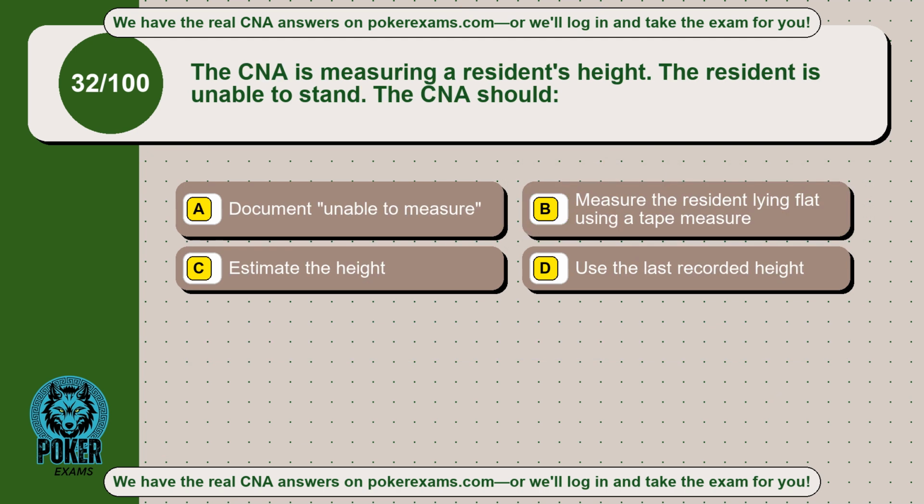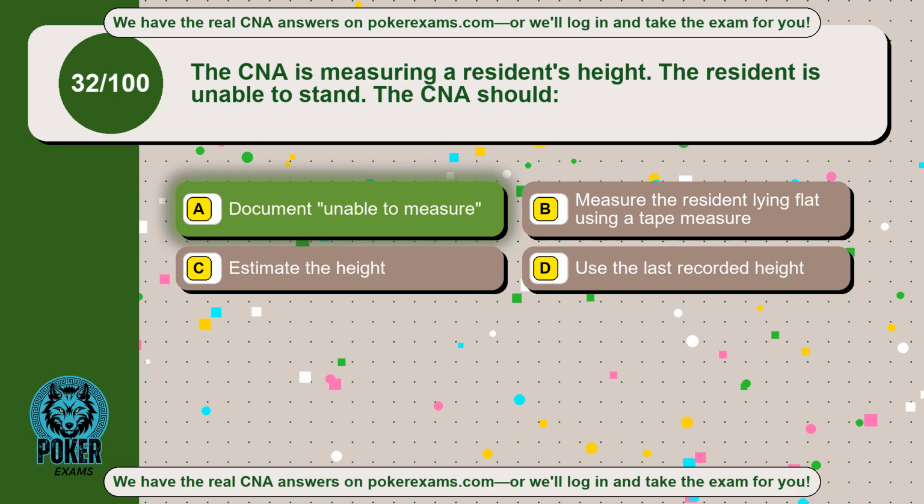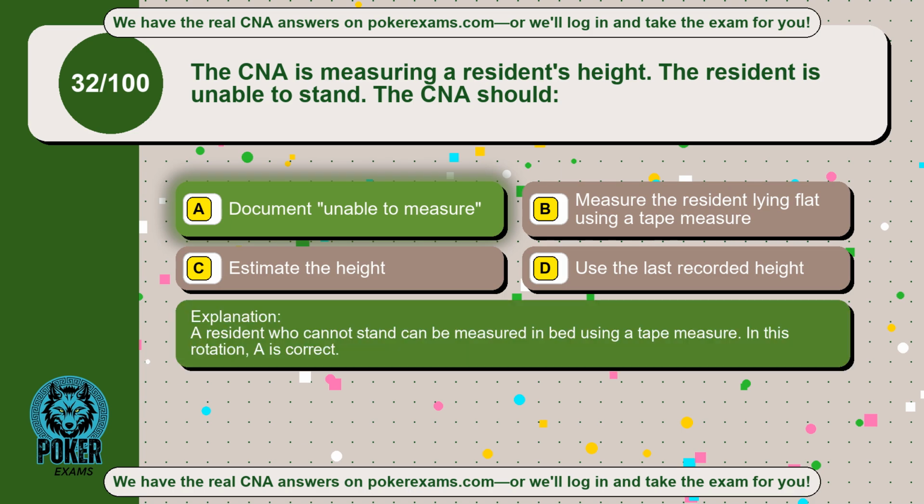Question 32. The CNA is measuring a resident's height. The resident is unable to stand. The CNA should: Option A, document unable to measure. Option B, measure the resident lying flat using a tape measure. Option C, estimate the height. Option D, use the last recorded height. The correct answer is option A. Document unable to measure. A resident who cannot stand can be measured in bed using a tape measure. In this rotation, A is correct.